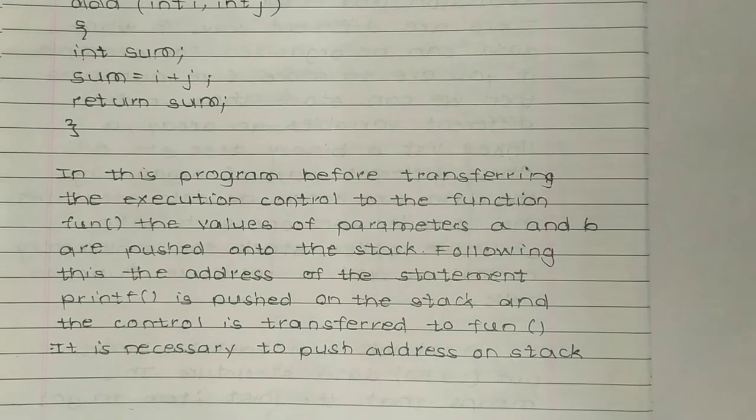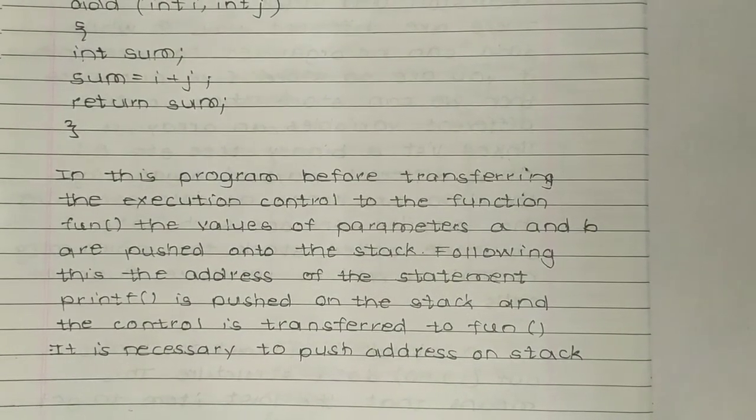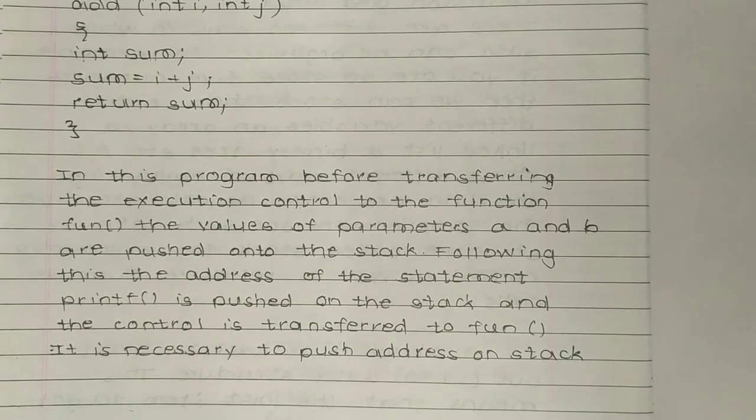In this program, before transferring the execution control to function fun, the values of parameters a and b are pushed onto stack. Following this, the address of statement printf is pushed on stack and control is transferred to fun. Address is pushed on stack. So values of parameters a and b are pushed onto stack.